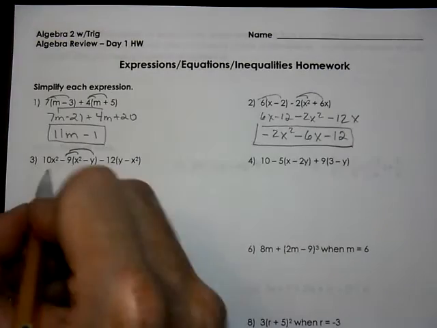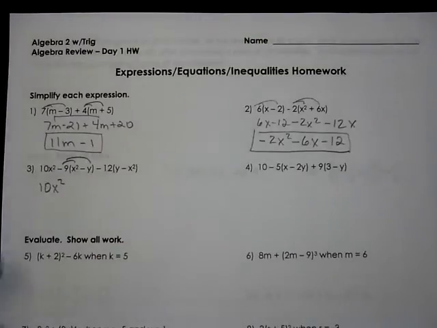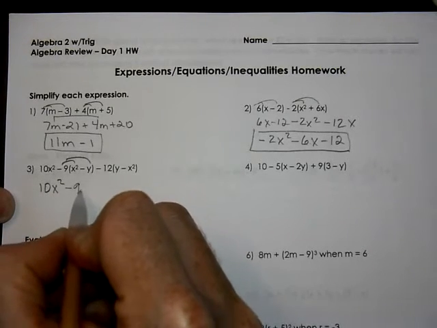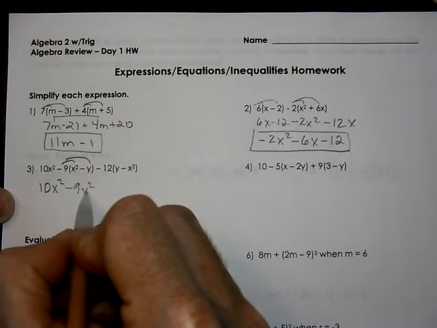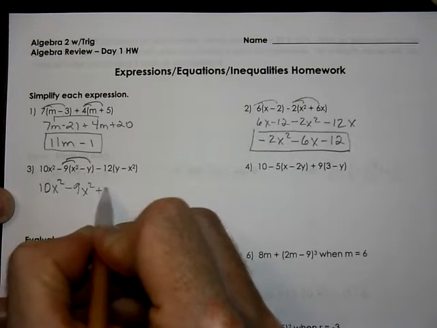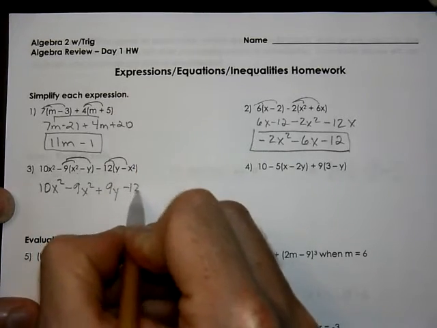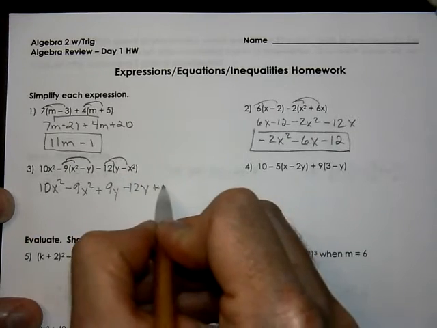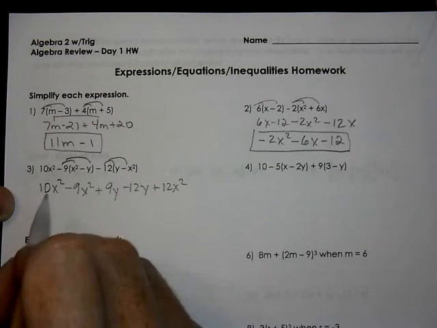Distribute the negative 9. We have negative 9x squared. Distribute the negative through to get a positive 9y, negative 12y, and a positive 12x squared. Now we group our like terms together.